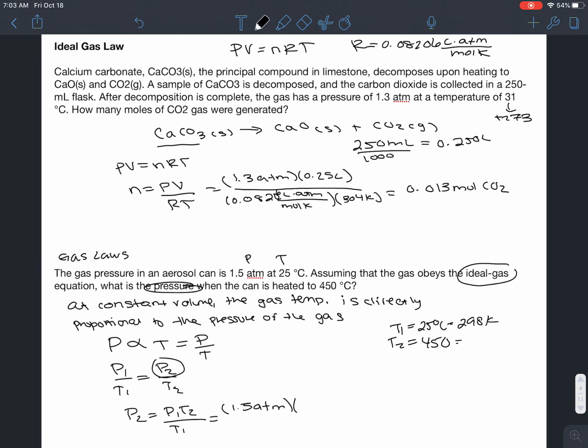And then 450 plus 273 is 723 Kelvin. So then your second temperature, divided by 298, and then multiplying all that together gives you 3.6 atm, and that is your pressure.